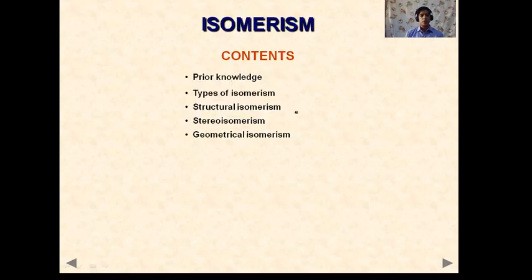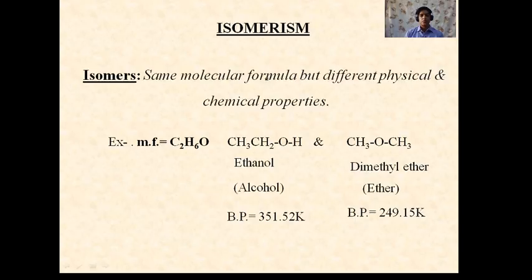What we are going to learn here, we are going to discuss the types of isomerism, structural isomerism, stereoisomerism, and one of the types of stereoisomerism, that is geometrical isomerism. So what is isomerism? Isomers basically are those molecules which have the same molecular formula but different physical and chemical properties.